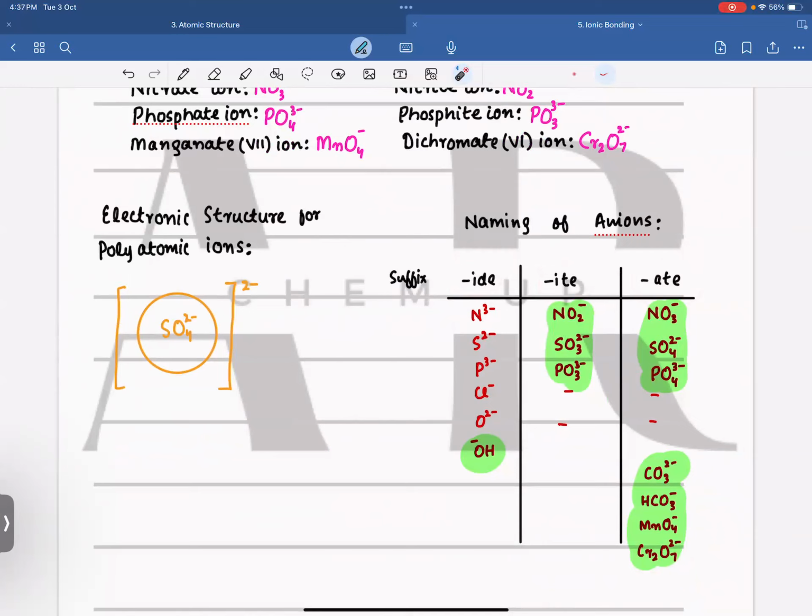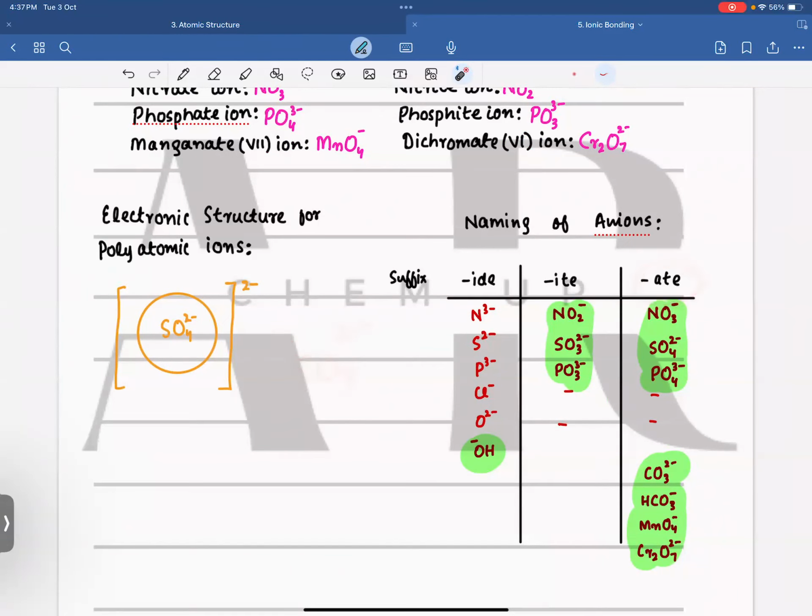For example, what we call chlorine, right? But when it gets a negative charge, now instead of chlorine, I will use chloride. For example, S for sulfur. When it becomes 2 negative, then I will call it sulfide. But when it becomes SO3 with a 2 negative charge, then I will call it sulfite. And when the sulfur is bonded with 4 oxygens with a 2 negative charge, then I will call it sulfate.